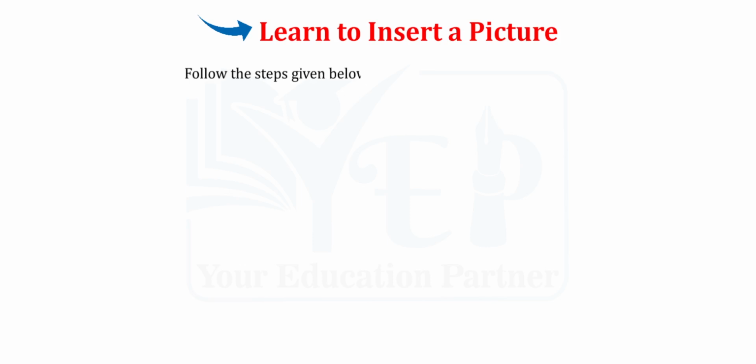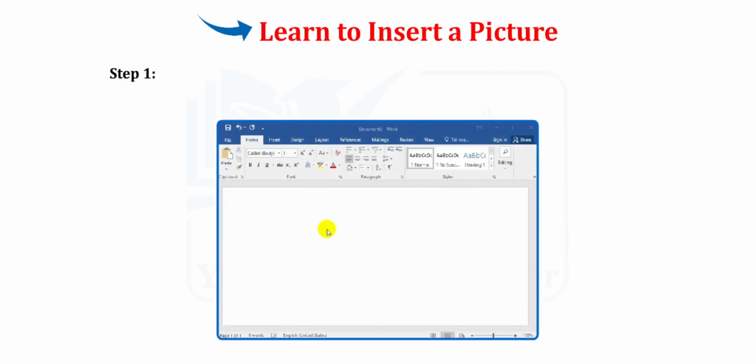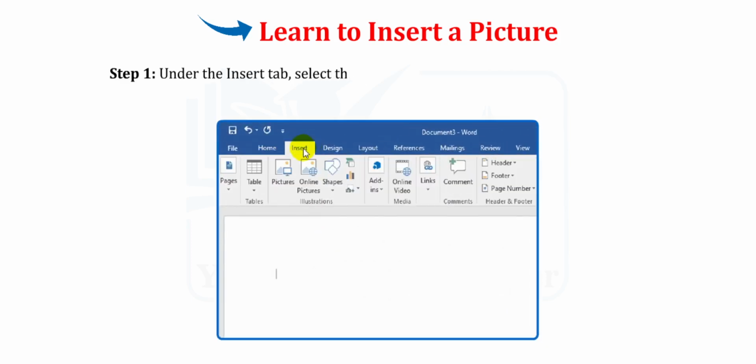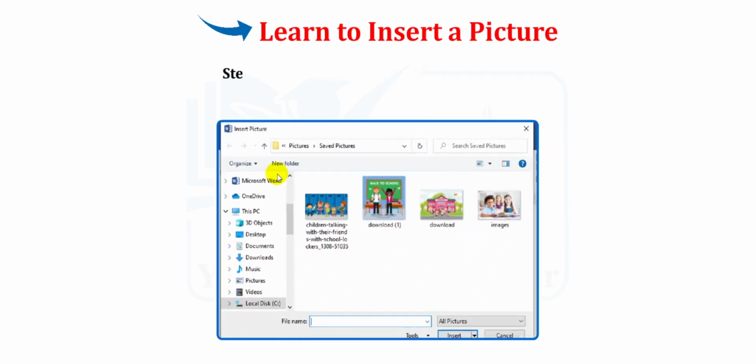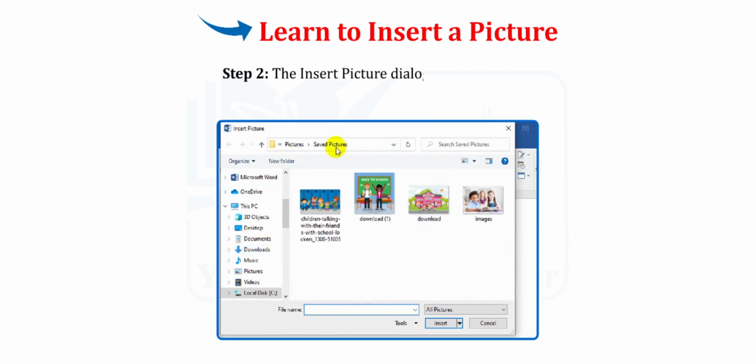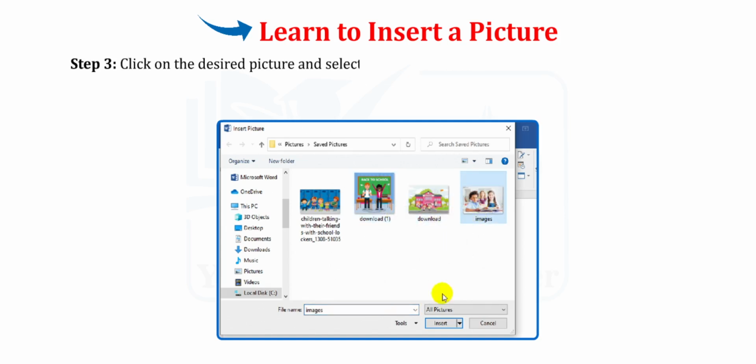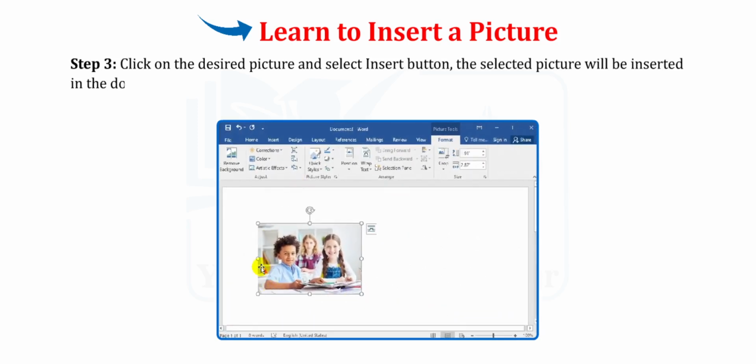Follow the steps given below to insert images in a document. Step 1. Under the Insert tab, select the Pictures button under Illustrations group. Step 2. The Insert Picture dialog box will appear. Browse through your libraries to choose a suitable picture. Step 3. Click on the desired picture and select Insert button. The selected picture will be inserted in the document.